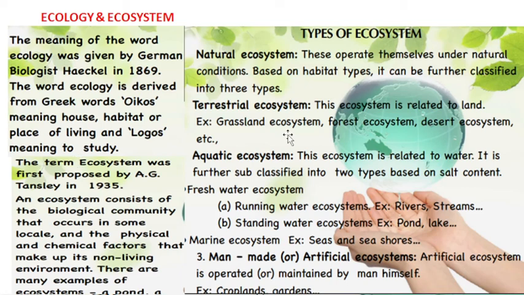So now I have already explained what ecology is, what an ecosystem is, and the types of ecosystem. Okay, so the term ecosystem was coined by A.G. Tansley in the year 1935. And ecology, which I told you is derived from oikos and logos, was defined by the biologist Haeckel in the year 1869.